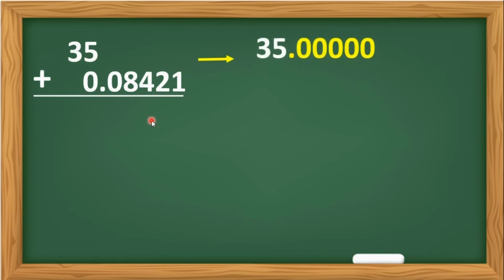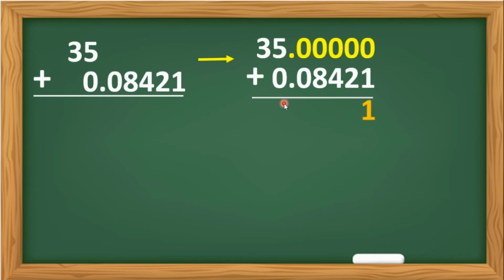Now, how do we add this whole number and decimal? First, we have to add zeros to the whole number, depending on the number of digits of the other addend. So 0 plus 1 is 1. 0 plus 1 equals 1. And then 0 plus 2 is 2. Then 0 plus 4 is 4. 0 plus 8 is 8. And then 0 plus 0 equals 0. Then 5 plus 0 is 5.